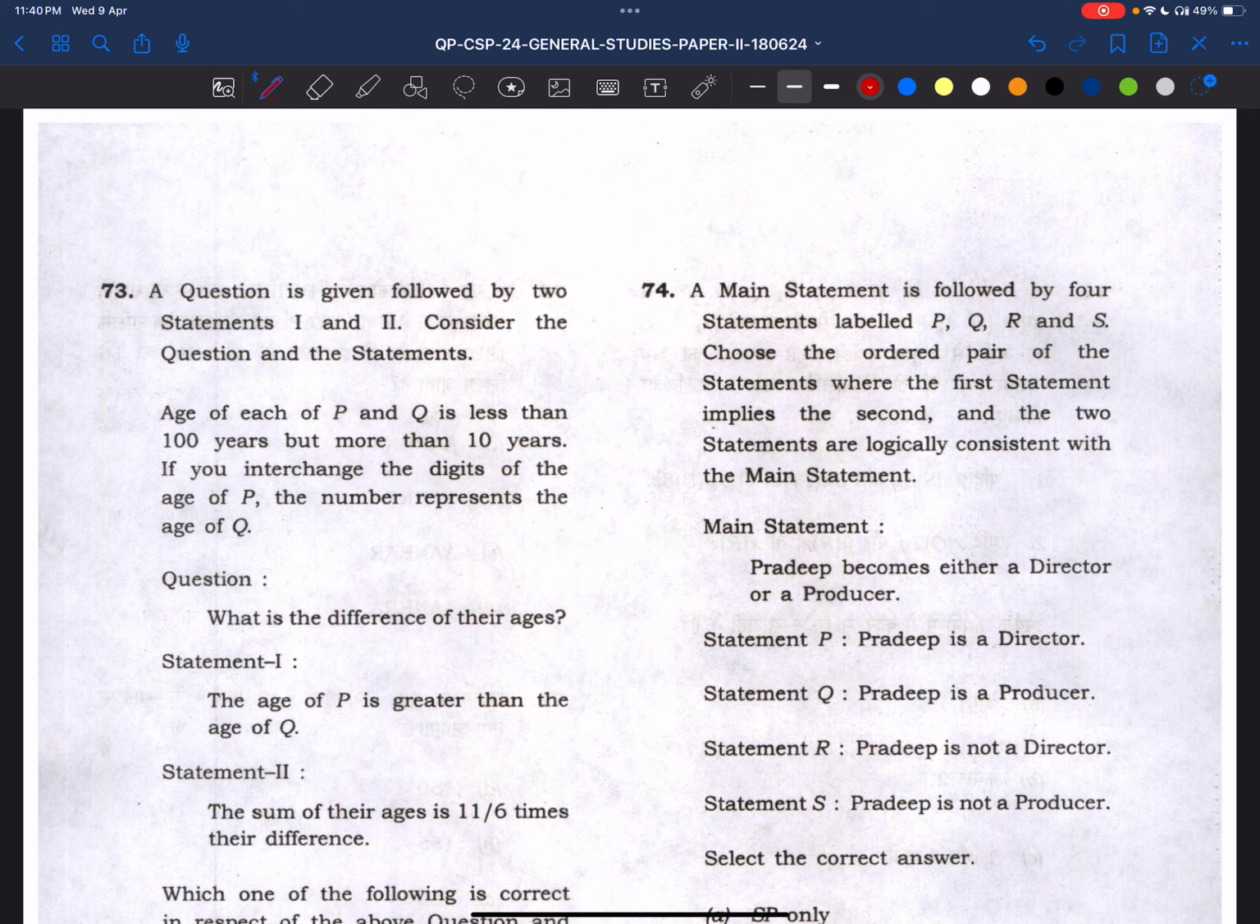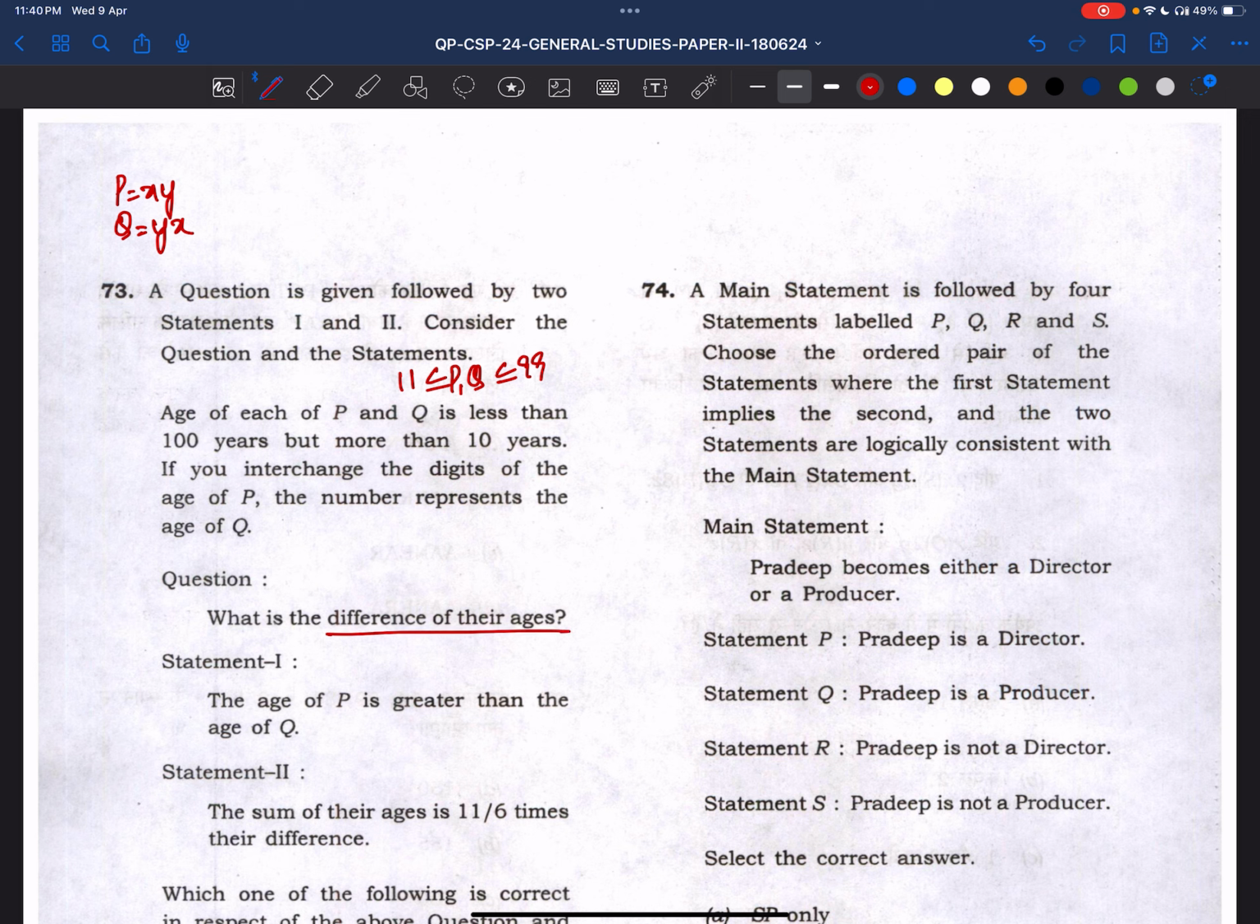73rd question. Age of P and Q is less than 100 but more than 10. That means the two values should be between 11 and 99. If you interchange the digits of P, the number represents Q. Let's take P is equal to XY and Q is equal to YX. What is being asked? The difference of their ages.